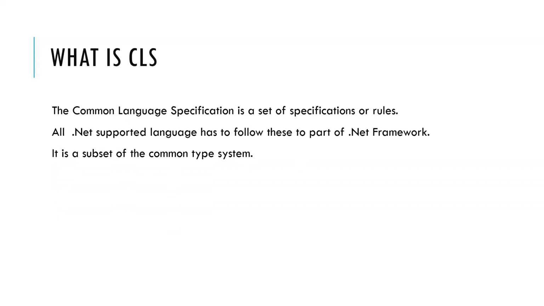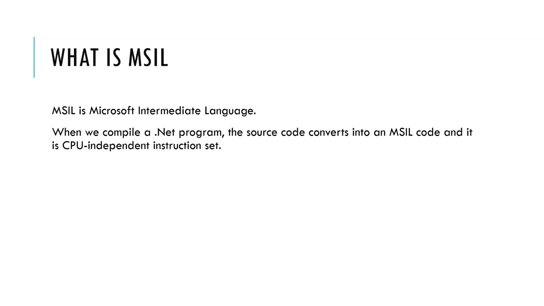So what is a CLS? CLS means Common Language Specification. It is a set of specifications or rules. All .NET supported languages have to follow these rules to be part of the .NET Framework. It is a subset of the Common Type System.